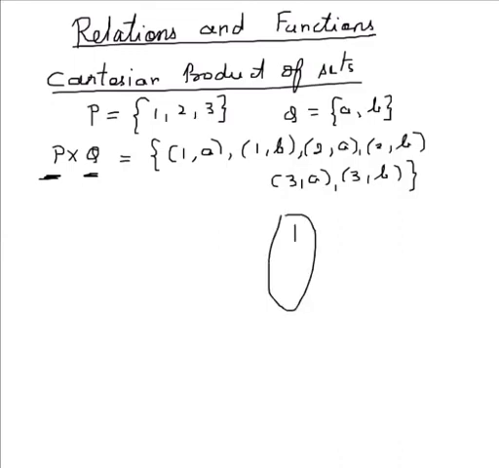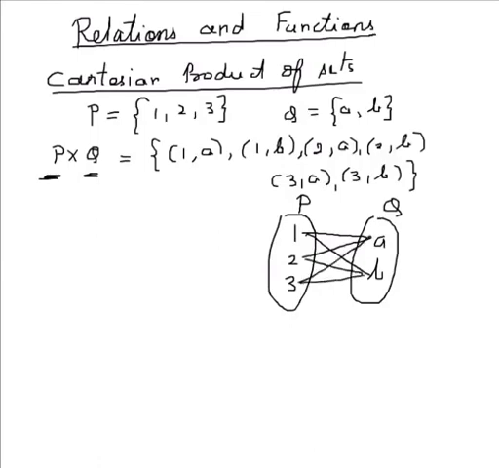If I show it using an arrow diagram, this is set P, this is set Q. So 1 is related to A. 1A, 1B, 2A, 2B, 3A, 3B. So we have written all possible combinations of ordered pairs, taking the first element from set P and the second element from set Q.